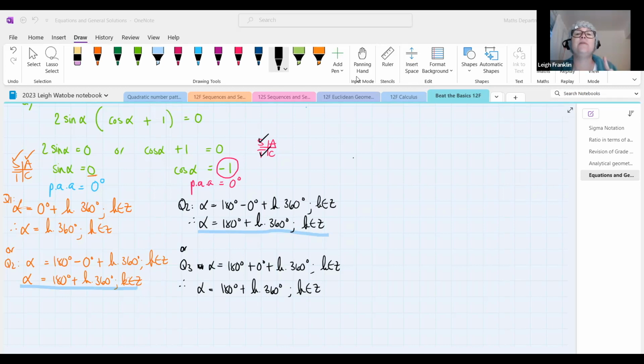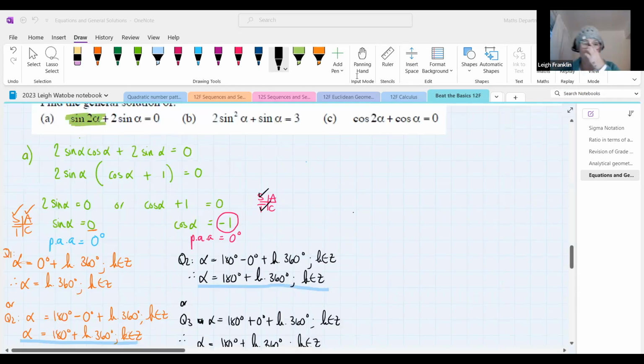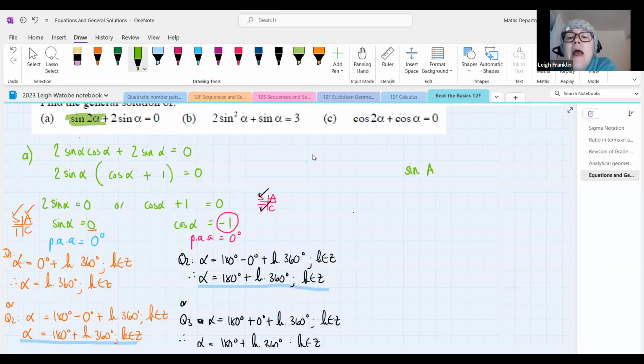Everybody else, thank you for bringing this up. Everybody else, listen very carefully. When you have done a whole bunch of working, and now you end up with sine A equals -2/3, you do not use the negative to find your PAA. You'll use your negative to determine which quadrants you work in.